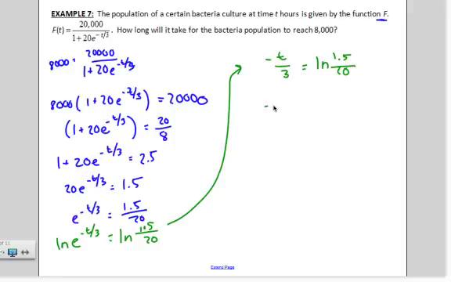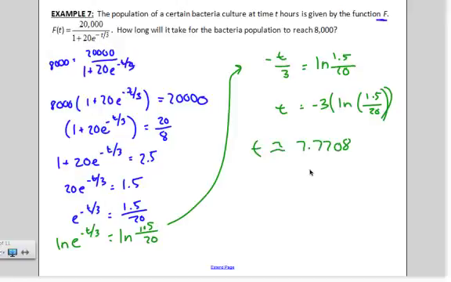So we have negative t over 3, and I'm going to go ahead and multiply by negative 3. So we've got t equals negative 3 times ln of 1.5 over 20. And when you plug that into your calculator, you get t to be approximately 7.7708. So when are we going to get to 8,000? In about 7.8 years. 8 hours? Years. Oh, it seems like a year to me today.